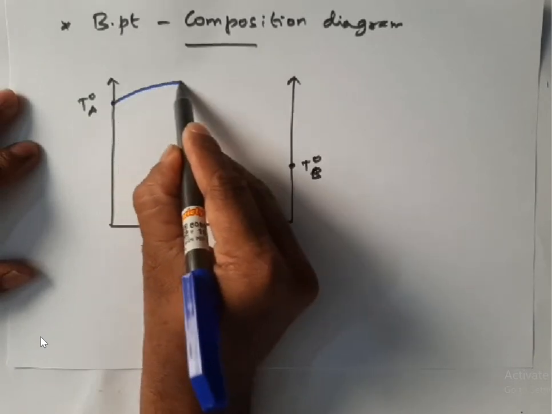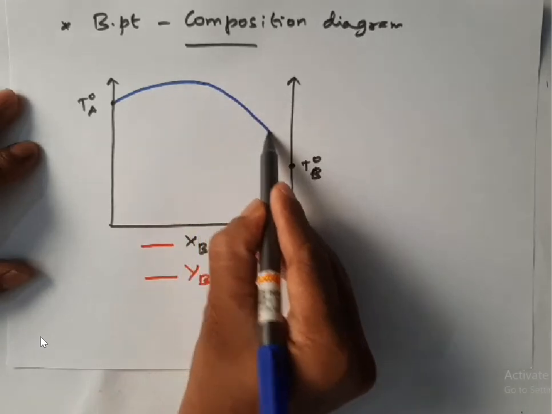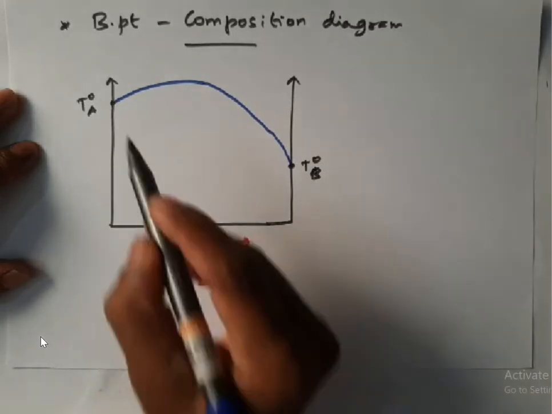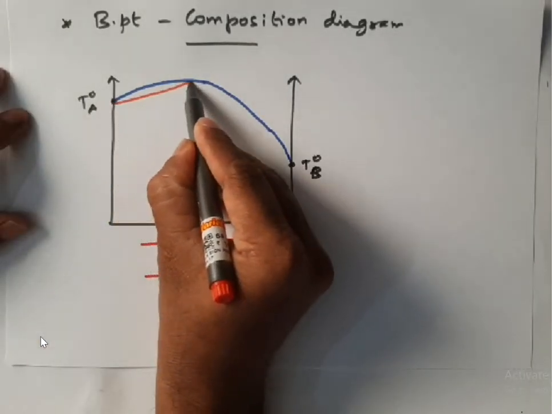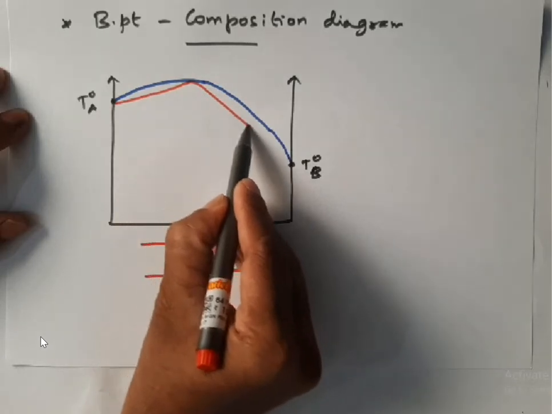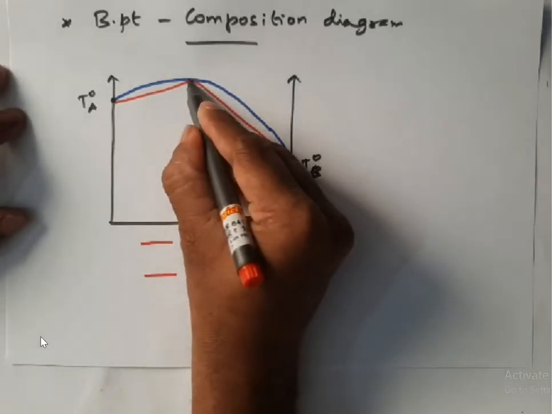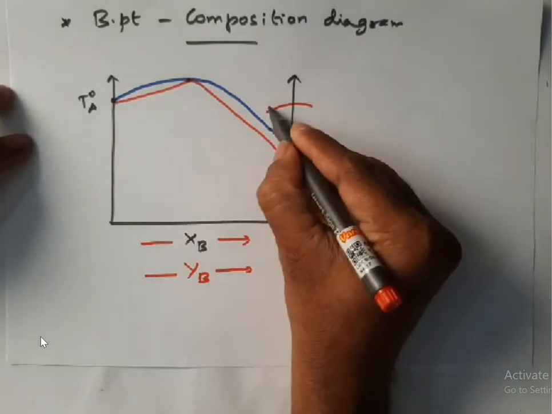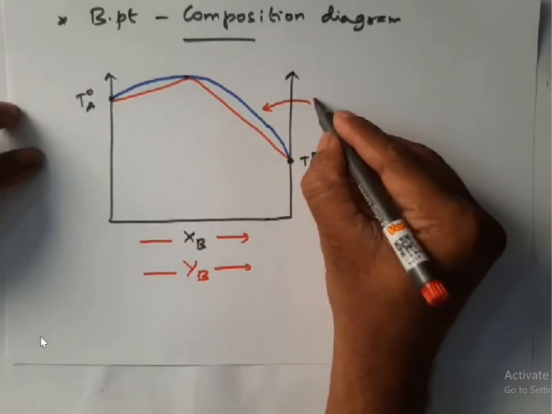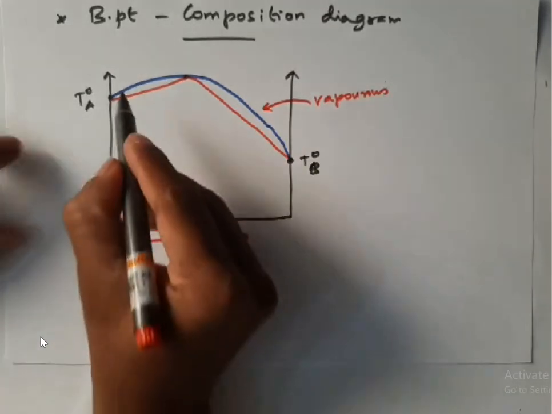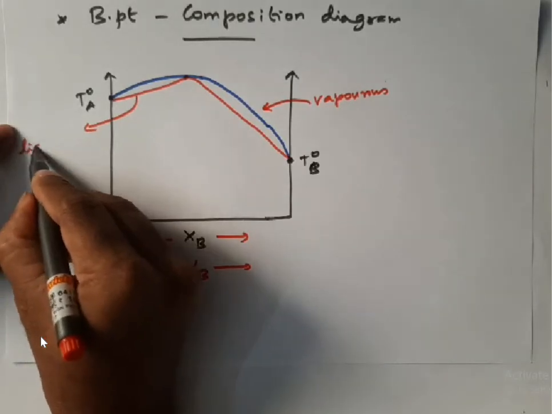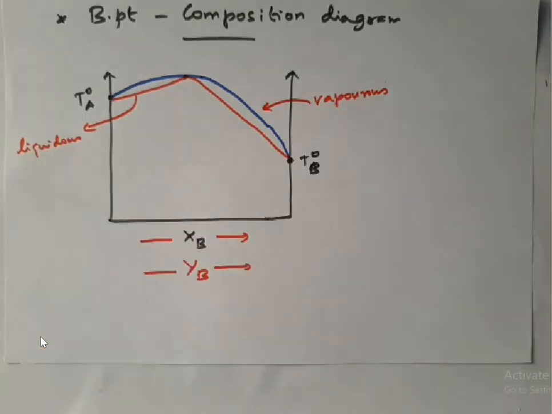The curve, right? This is one curve, this is another curve. It will go also like this. Okay, students, observe this carefully. The above one is the vaporous curve, and the below one is the liquidous curve.